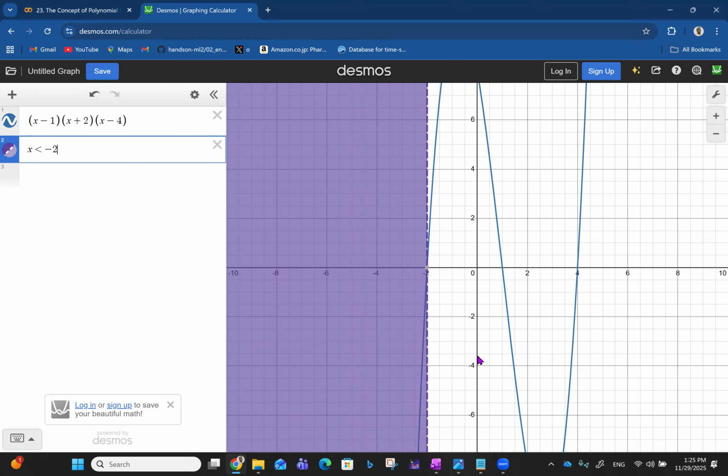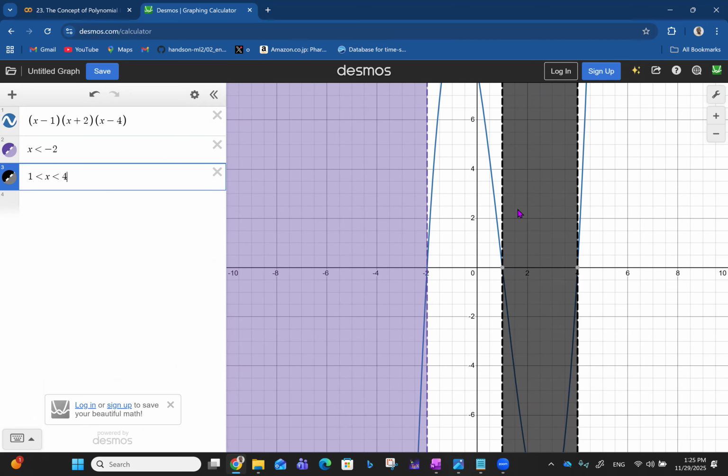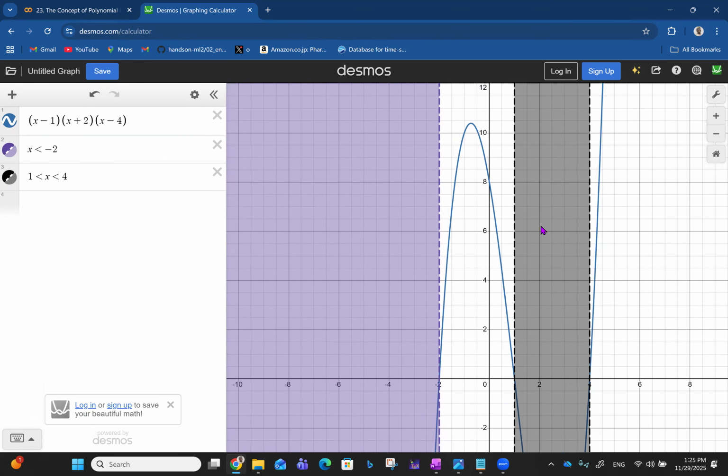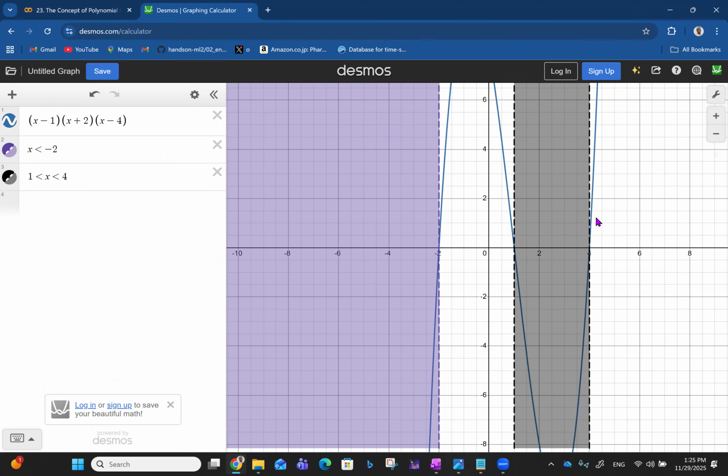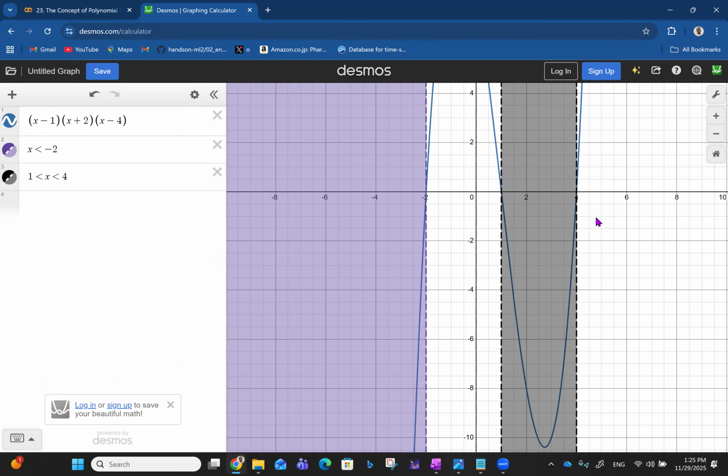Then we also have that between, so it's negative there. And then the other negative part is from this other point now, this 1 and 4. So it's like 1 less than x less than 4. That portion is also negative. Elsewhere, it is positive, as you can see. So it is negative in all these regions: x less than minus 2, and 1 less than x less than 4.